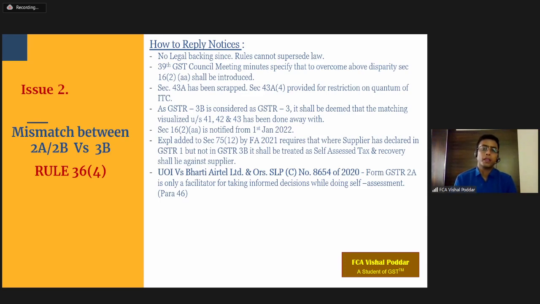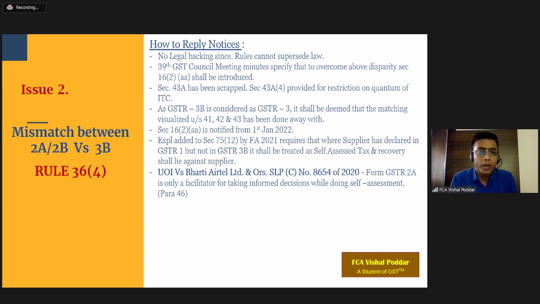Now, most important, a decision in our favor and of the GST regime is of the Bharti Airtel, where while discussing the point raised in this particular case, the Honorable Court has specifically highlighted in its para 46 that the Form 2A is only for facilitation. It is not a legal document on the basis of which any type of decision relating to self-assessment can be based.